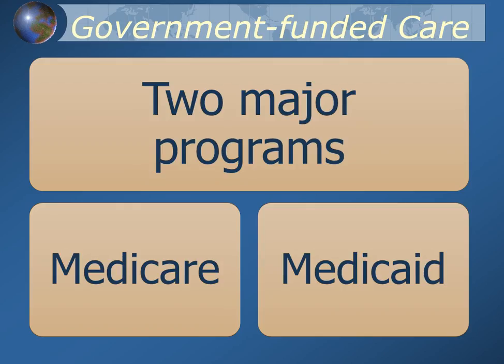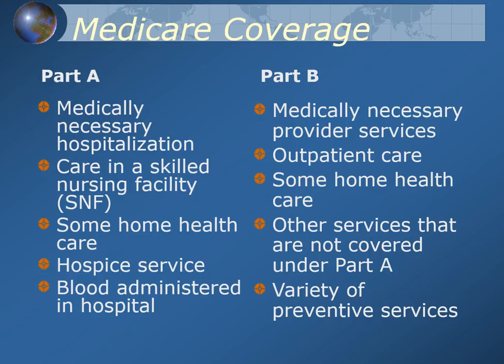Looking at government-funded care, the government has two major programs, Medicaid and Medicare. The risk of this care is borne by the government and the taxpayers. Reviewing the different types of coverage for Medicare. Part A means there's a medically necessary hospitalization or care in a skilled nursing facility or some type of home care or hospice service. It even will cover blood administration in the hospital.